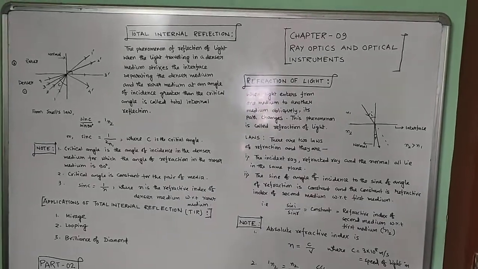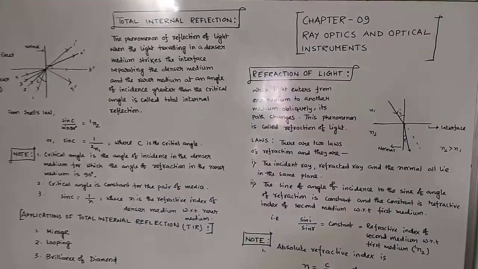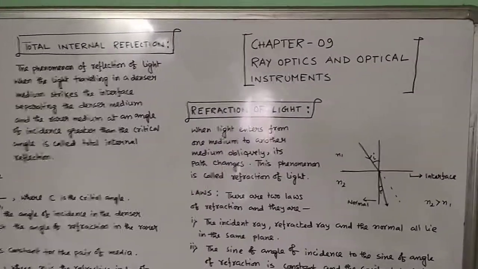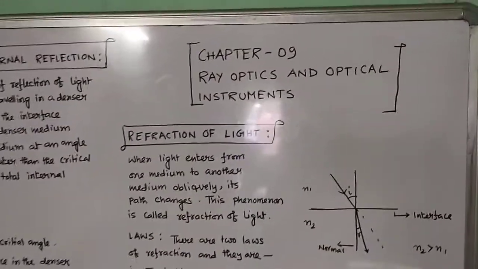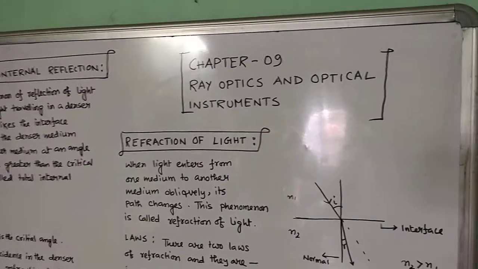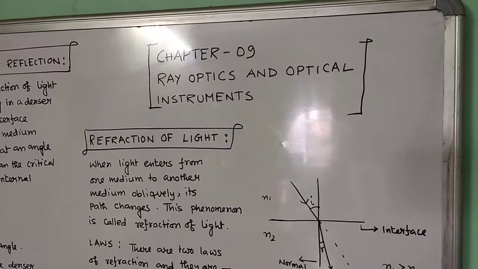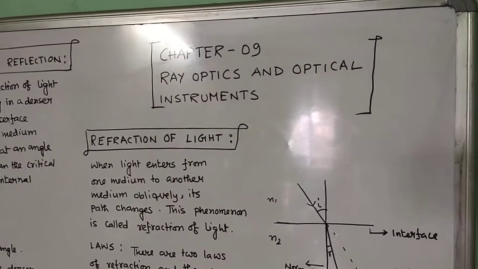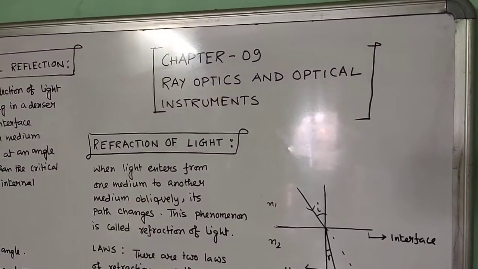Good morning, students. Today we are going to start part 2, and the chapter which we are going to start is your chapter 9, Ray Optics and Optical Instruments. Now, in the revised syllabus, few topics are deleted, and we are not going to discuss the deleted part. Please go through the revised syllabus.